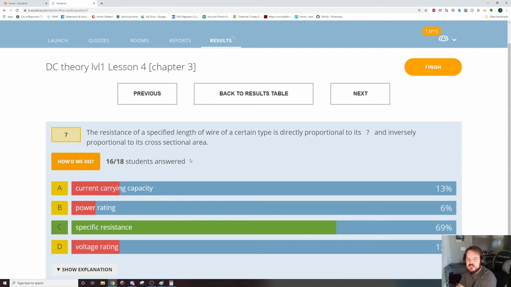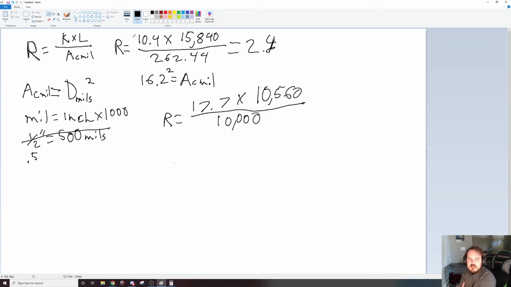Okay, so the resistance of a specified length of wire is directly proportional to its specific resistance, or K value, also known as resistivity. Every material has a specific resistance. So looking at the formula, the bigger the K value is, the more resistance there is, and the bigger the area in circular mils is, the smaller the resistance is, because you're dividing by the area in circular mils.